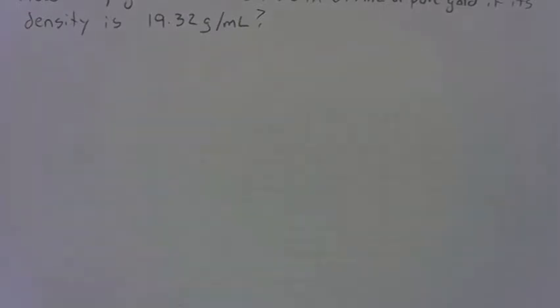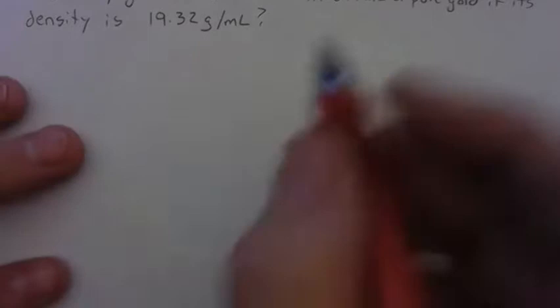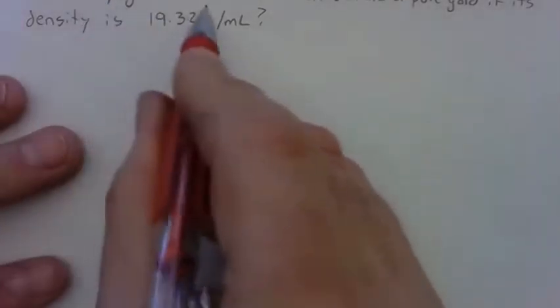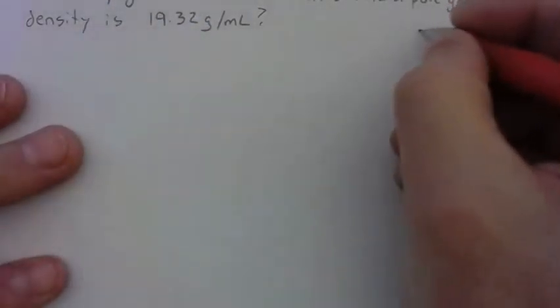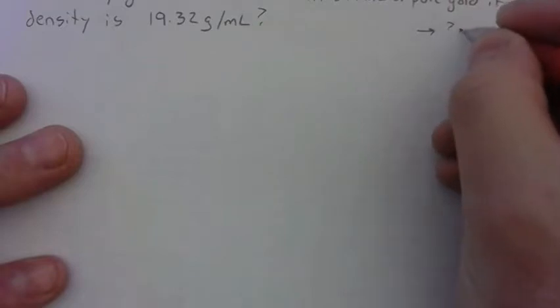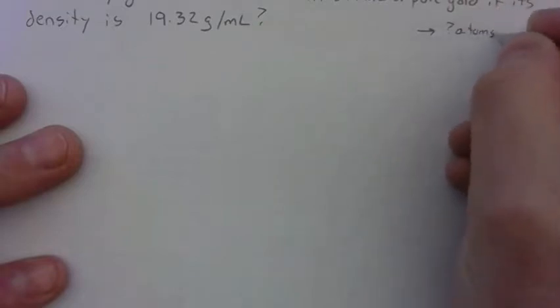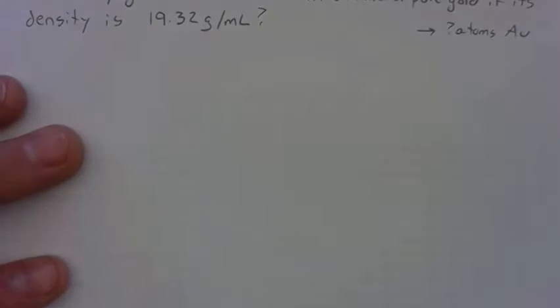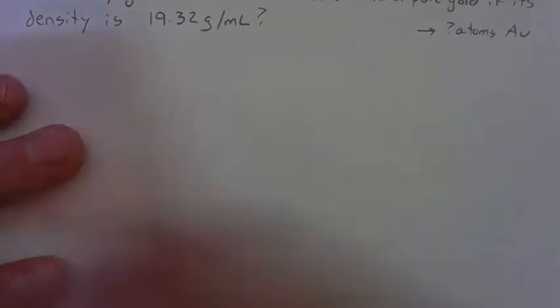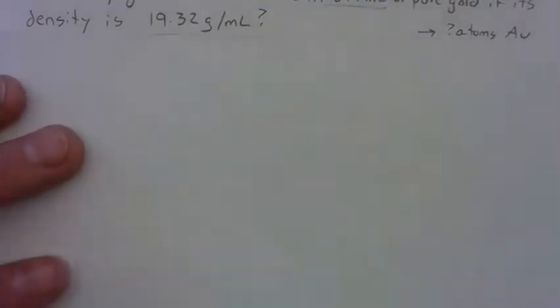Now, the first step is we've got to figure out what our starting point is and what our end point is. So the fact that it's asking how many gold atoms, that is our end point. How many atoms of gold? Now, our starting point, we have two numbers given, here or here.